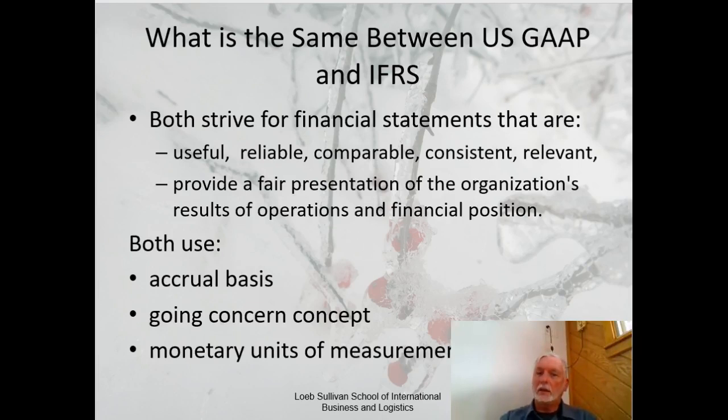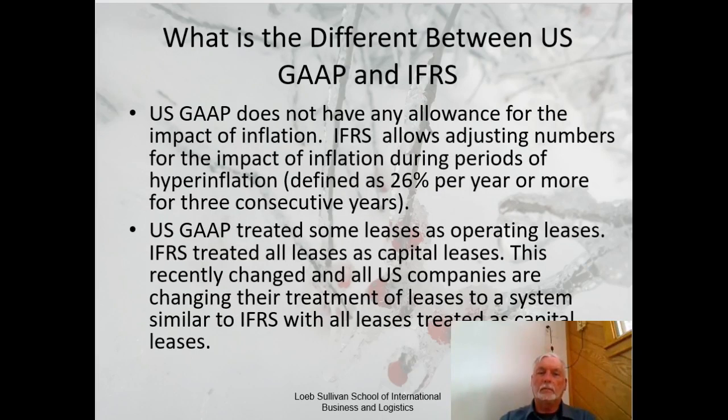The relevant, reliable, comparable, consistent statements are the same for both. They both provide a fair presentation. They both use accrual basis. They both have the going concern concept. They both require monetary units of measurement for everything that shows up on a statement. But they do a few things differently. So here's some of the differences.